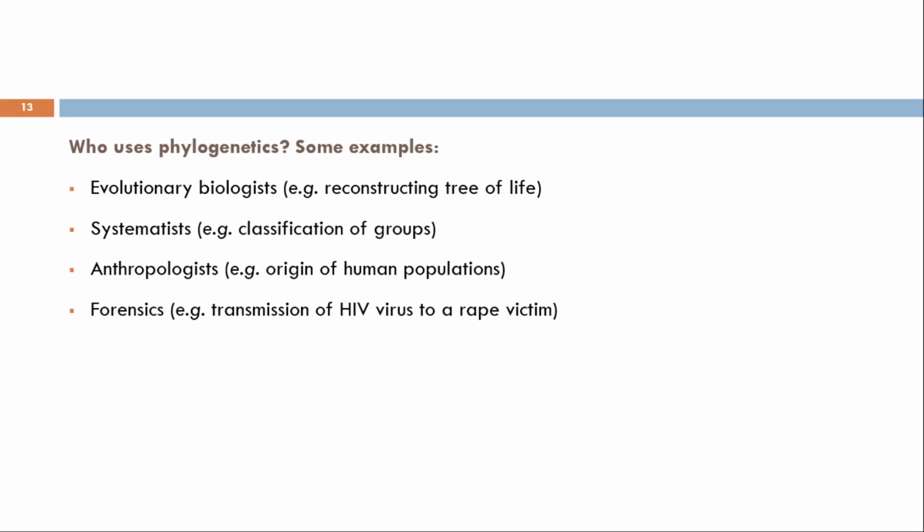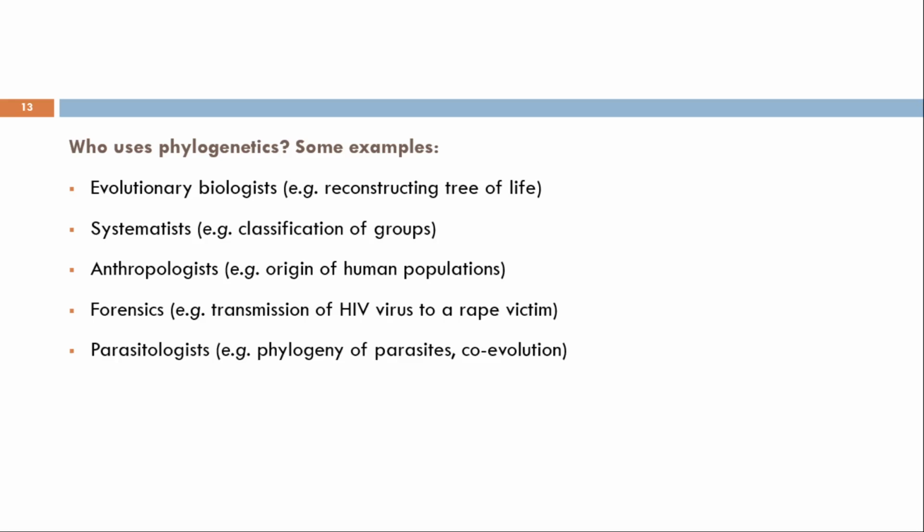Forensic science scientists can also use phylogenetic analysis. They can track the transmission of HIV virus to a rape victim, and that can be used as proof in court. So if the rapist has HIV, that HIV strain reaches the victim, and that can be proved in court.